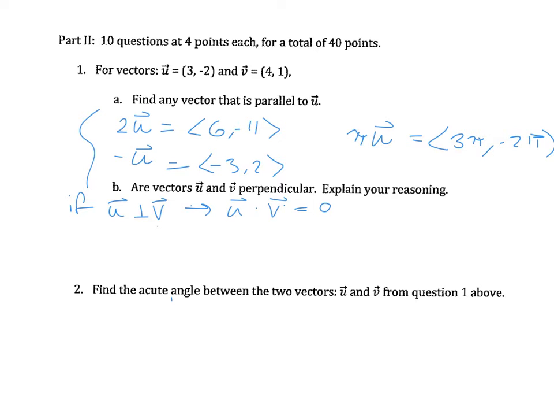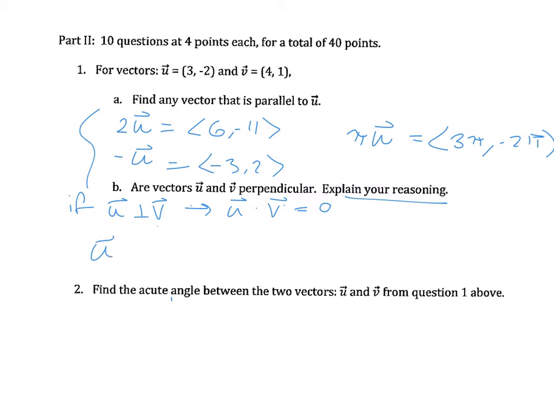So that's explaining our reasoning. Now let's figure out what u dot v is. If I've got vectors in component form, it's easy to compute the dot product by multiplying the x components and adding to that the product of the y components. And if it's 3D, add to that the product of the z components.